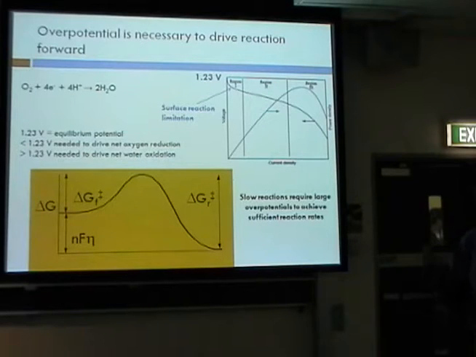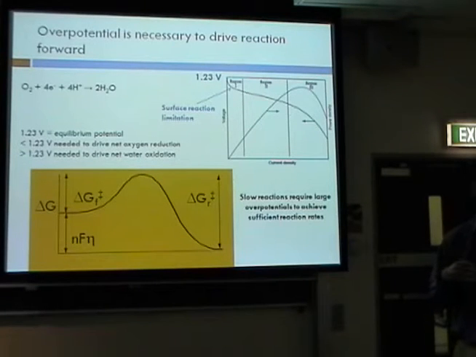We want to apply as close to 1.23 as we can while still getting a good rate of reaction, because the higher the voltage, the higher the power we're going to get out, since power is equal to voltage times current. So we want as high a voltage as we can get, but it's going to have to be something below 1.23 volts. The difference between 1.23 volts and the actual voltage that we can get is called the overpotential. And that's the number one problem in catalysis for oxygen reduction or water oxidation.